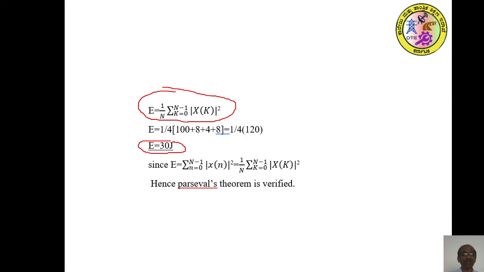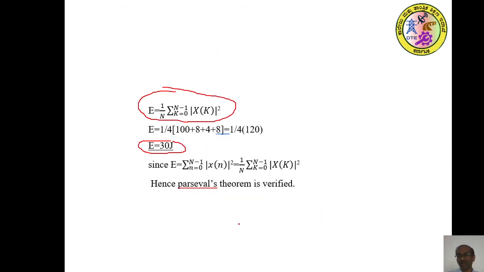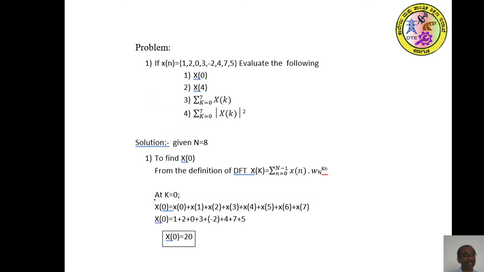So see the beauty. You try in the time domain, you are getting 30 joules. You try in terms of frequency domain samples X of k, you are getting 30 joules. Hence Parseval's theorem is verified. This is how Parseval's theorem helps us to compute energy.